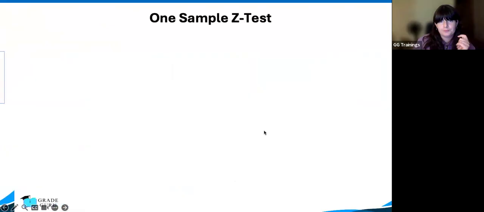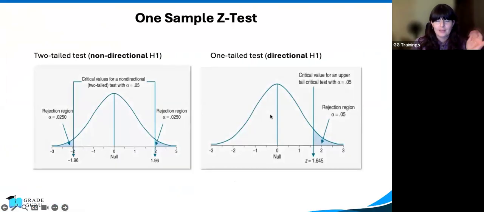Awesome. Oh my gosh, there's even more. In case you didn't understand it earlier, when you have a non-directional H1, this is what your normal distribution looks like, with your alpha on both sides. When you have a directional H1, it's all on one side. Directional is also referred to as one-tailed because everything's in one tail.